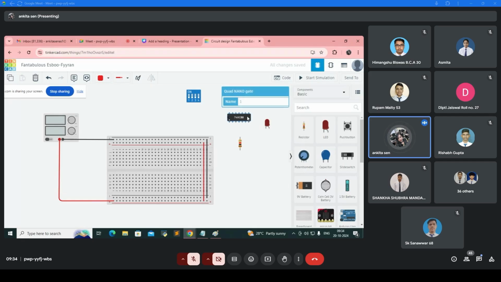Okay. The 74S00 quad NAND gate is connected here. Anywhere, like this, you can connect it. Connect the DIP switch also, anywhere. Okay, not here. Anywhere like this.